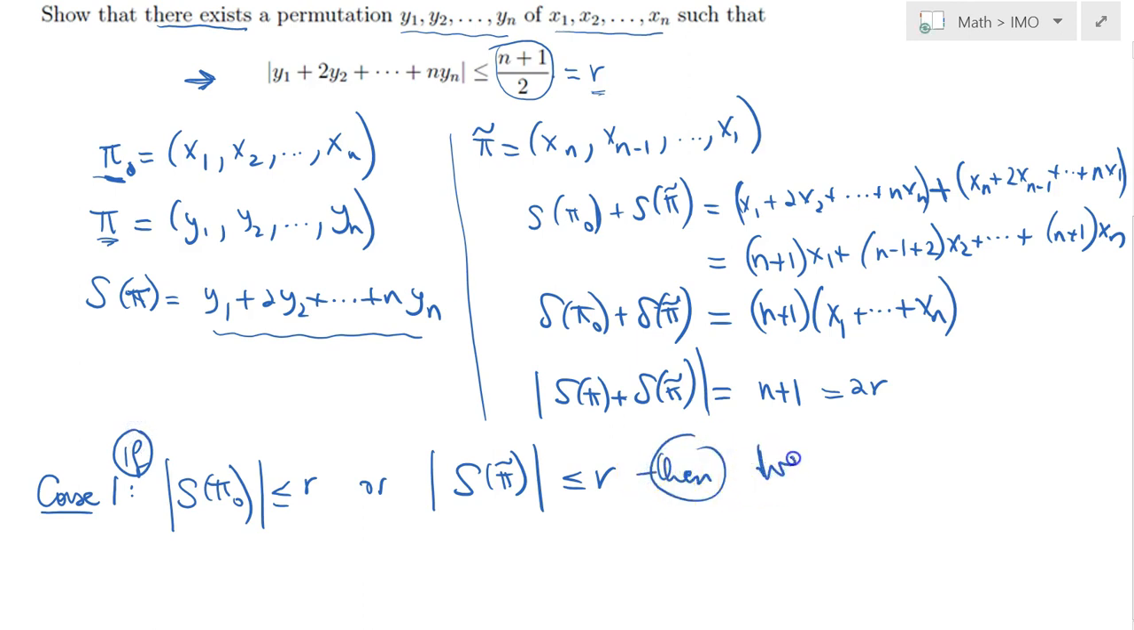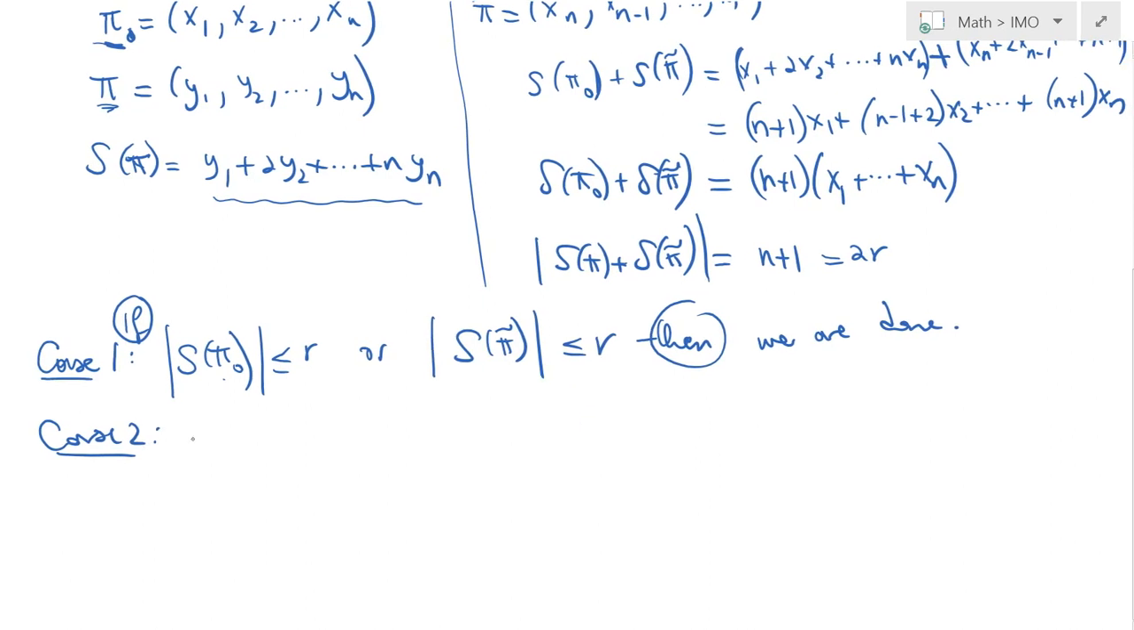We are done. There's nothing to prove. So we have found the two permutations. So there exist permutations, and there they are. So therefore, oh shoot, this handwriting is not very good. Then we are done.